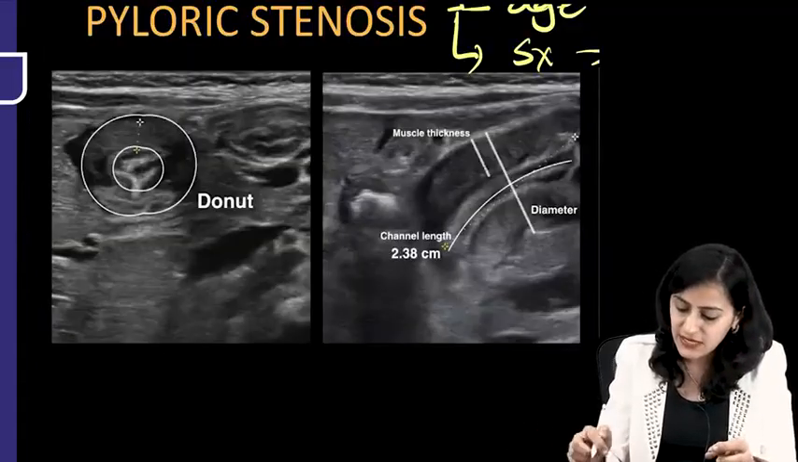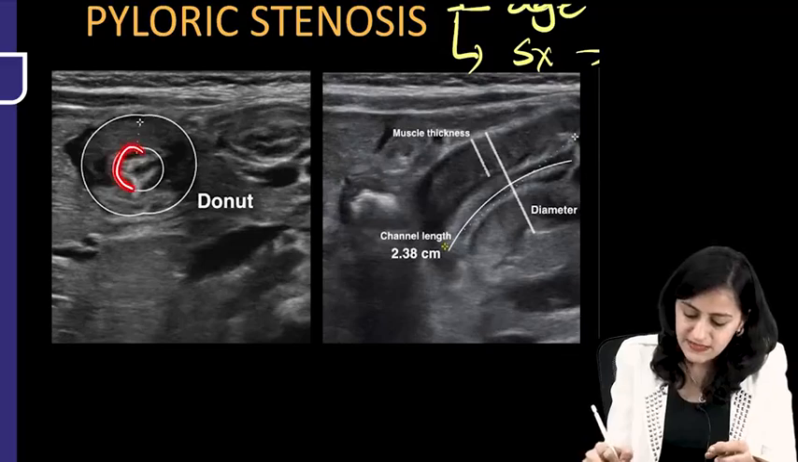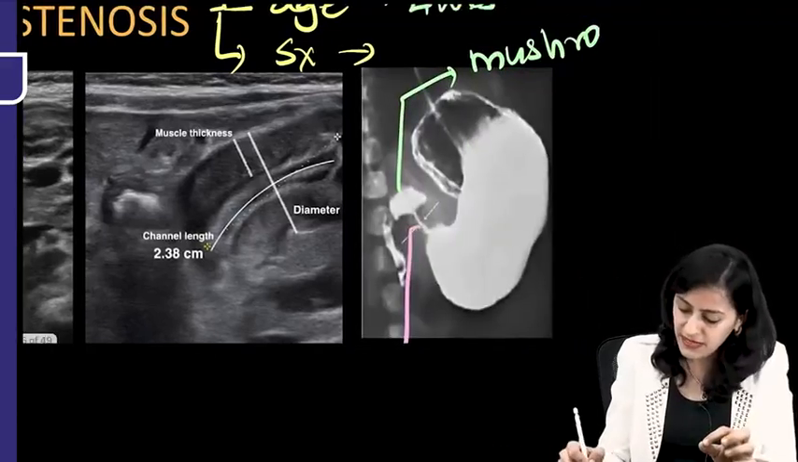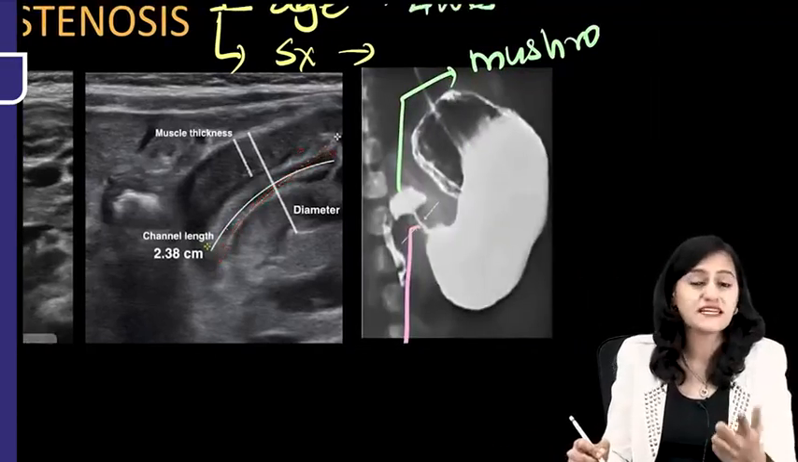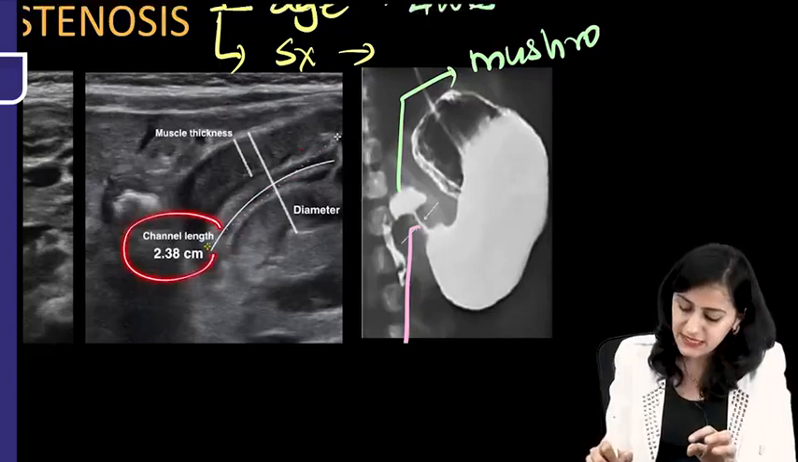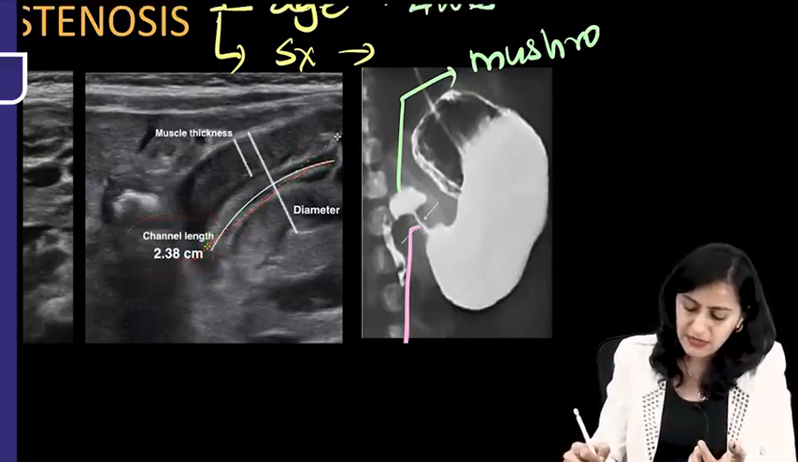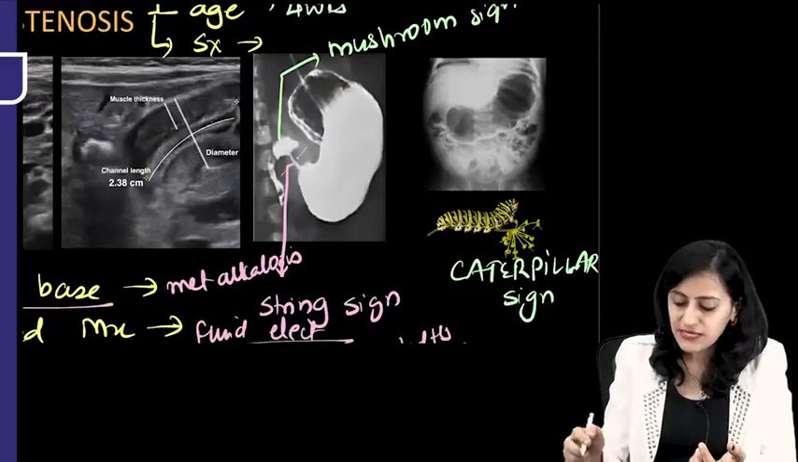Now look at the ultrasound. What are we seeing here? This is the stenosed lumen. This is the thickened muscle. The thickness should be more than 4 mm. The length of the pylorus should be more than 16. Here the channel length is 23. So this is an elongated pylorus. The muscle is thickened.